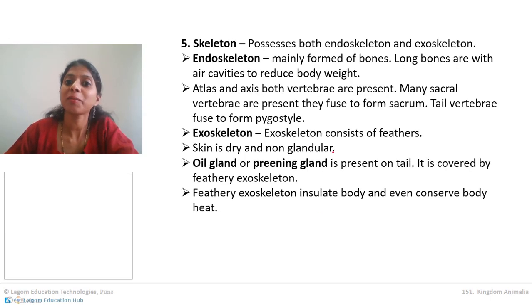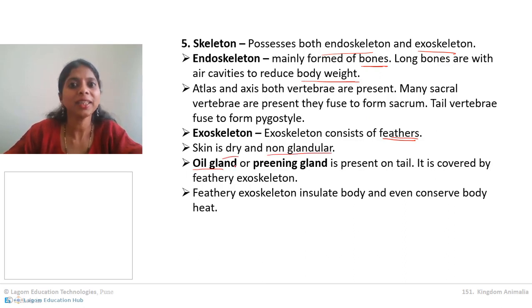Then the next characteristic is about the skeleton. Just now we have discussed it. Both endoskeleton as well as exoskeleton are there. The endoskeleton is mainly formed of bones, and the bones are hollow to reduce body weight, which makes it easy for flying. The exoskeleton is of feathers. The skin is dry and non-glandular. Only the oil gland is present near the tail region. The oil gland is also called the preen gland, at the tail region.